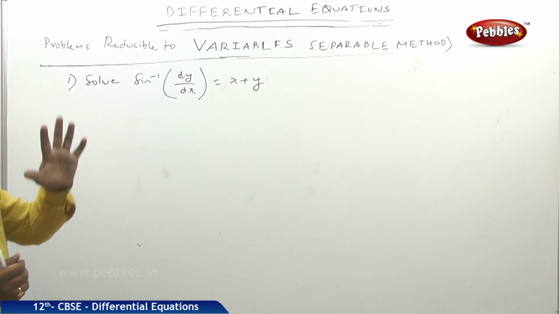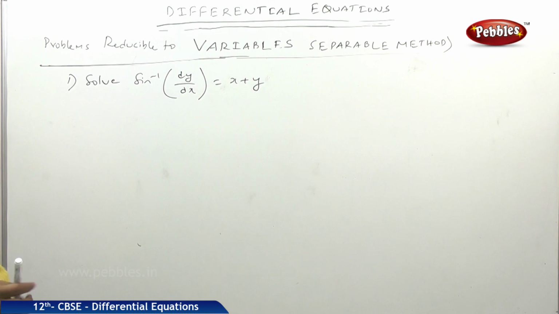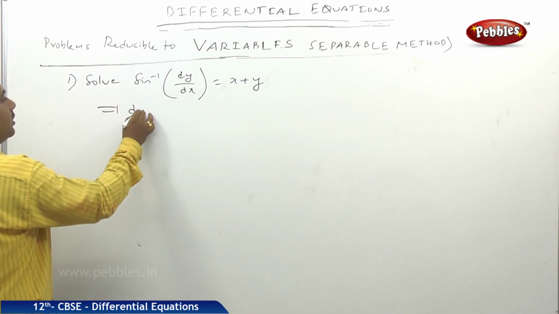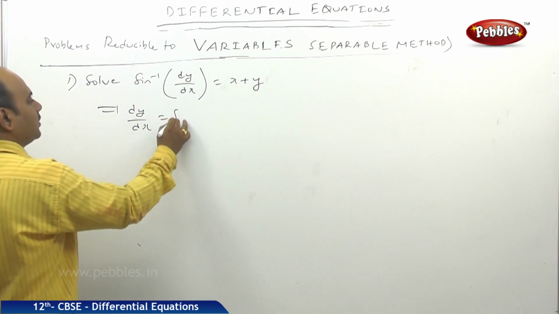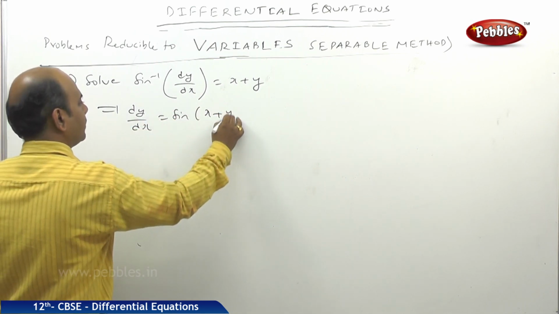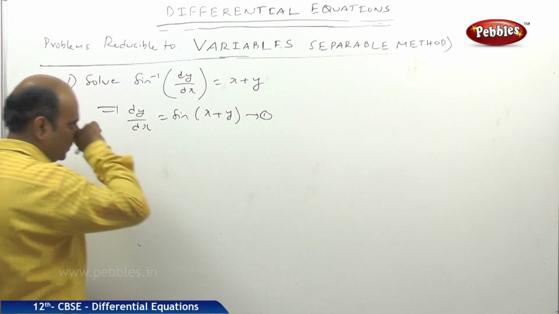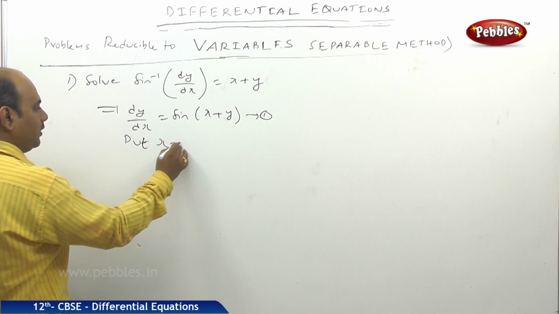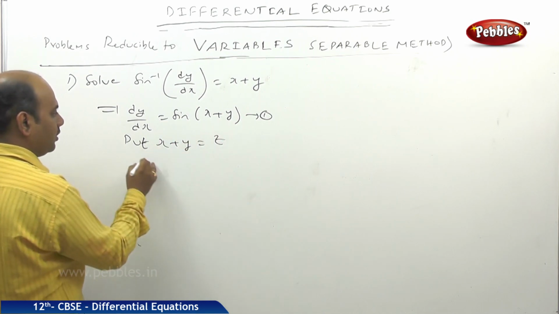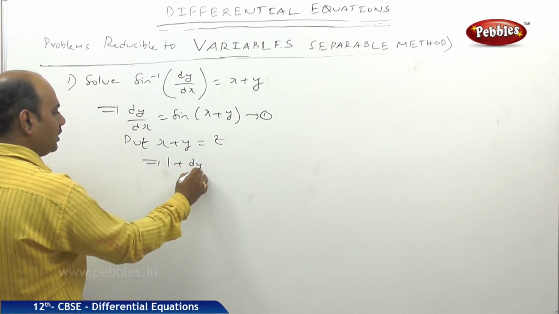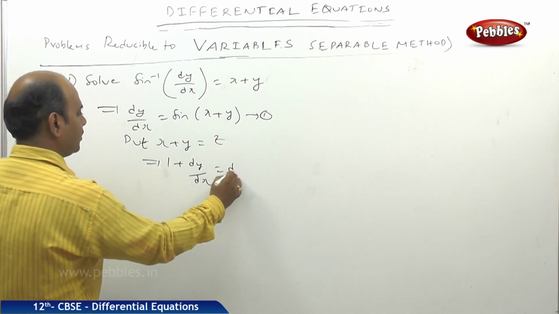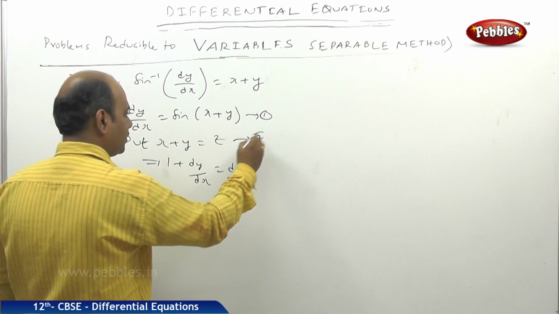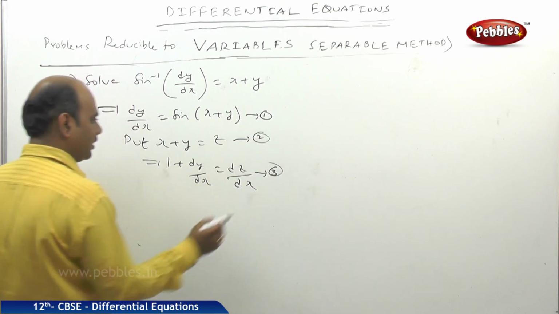How can we do it by the variable separable method? Let us see. What happens is dy by dx is equal to sin of x plus y. I call this 1. So I'll put x plus y is equal to z. So 1 plus dy by dx is equal to dz by dx. I will call this 2, and this 3.